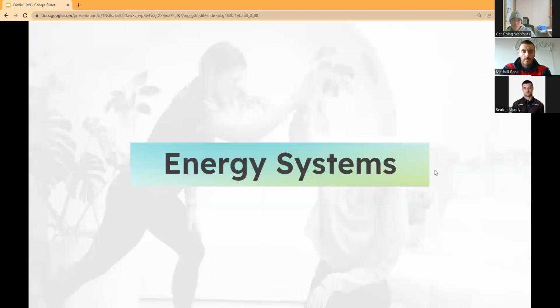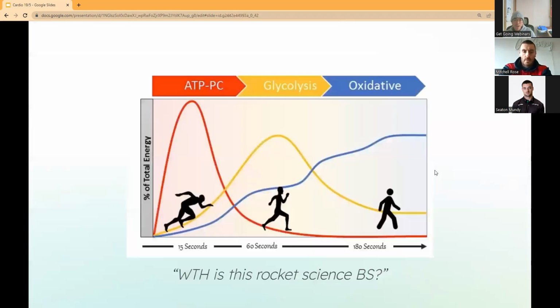We're going to talk about energy systems. All right. So again, I know we're not in a science lecture, but I feel like having a basic understanding of this will help us formulate our cardio sessions and understand what different heart rate zones interact with what different types of effects. So this is the general outline of it all.